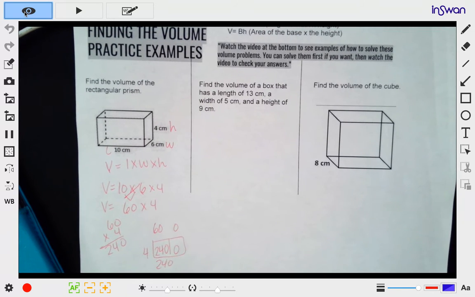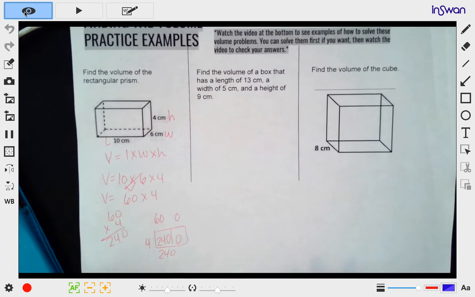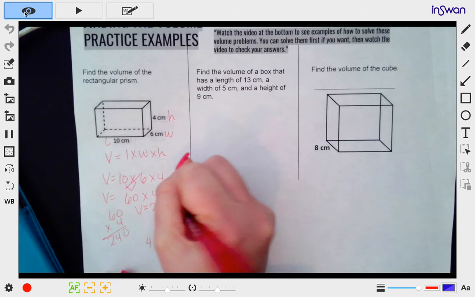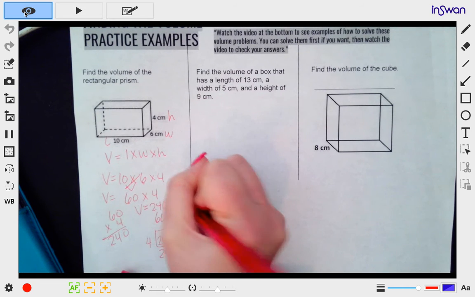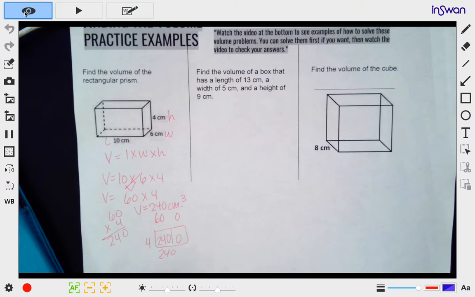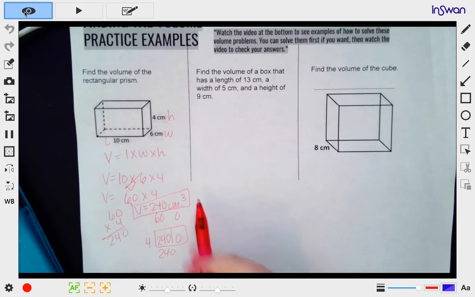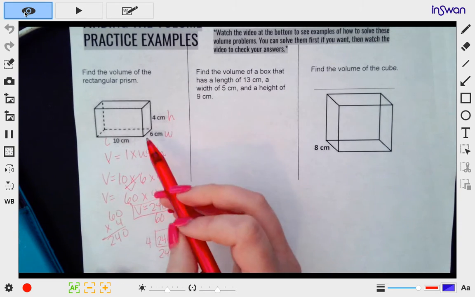And so the volume of this first box is 240 cubic centimeters. On volume, there's just a little 3 on the corner because there are 3 dimensions this time. There's length, width, and height. So that's 3 dimensions. That's why there's a little 3.